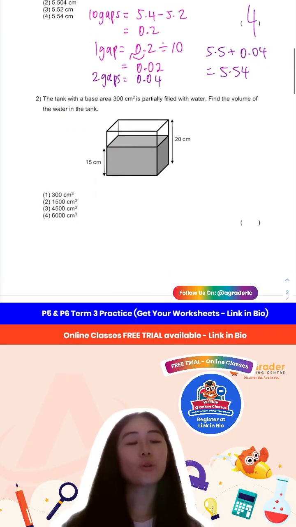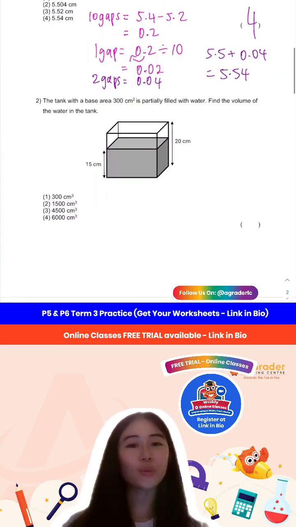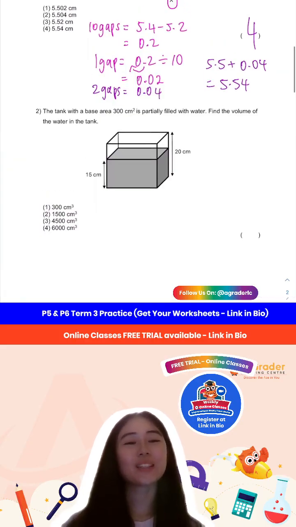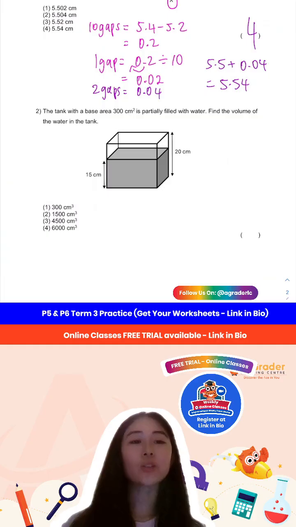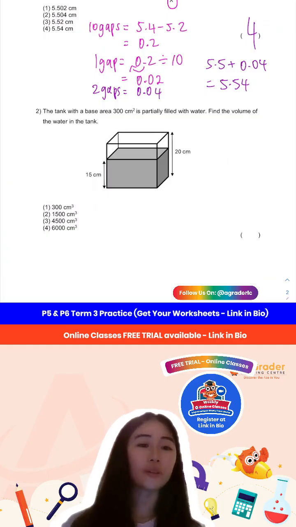Kit Kat, are there volume and percentage questions there? Yes, question 2 is volume, so we're doing volume now. And then percentage, yes, we do have percentage questions later on.